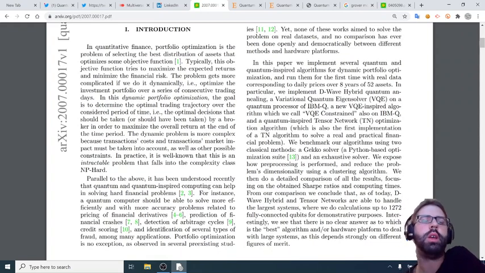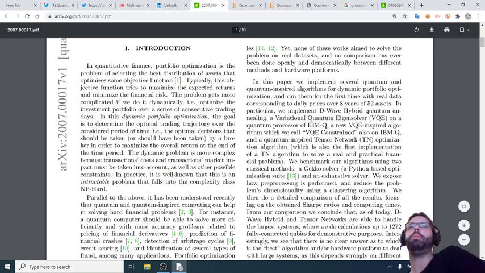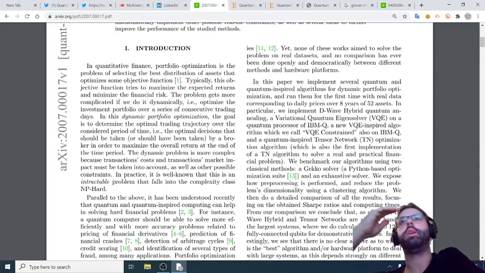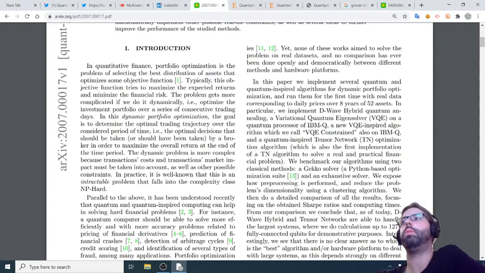In practice, it is well known that this is an intractable problem that falls into the complexity class NP-hard. Parallel to the above, it has been understood recently that quantum and quantum-inspired computing can help in solving hard financial problems. For instance, a quantum computer should be able to solve more efficiently and with more accuracy problems related to pricing of financial derivatives, prediction of financial crashes, detection of arbitrage cycles, credit scoring, and identification of several types of fraud, among many applications. Portfolio optimization is no exception. Blah blah blah, pre-existing studies. Okay, yeah, none of this work aimed to solve the problem on real data sets, and no comparison has ever been done openly and democratically between different methods and hardware platforms.